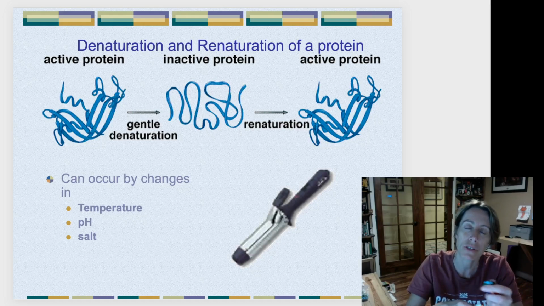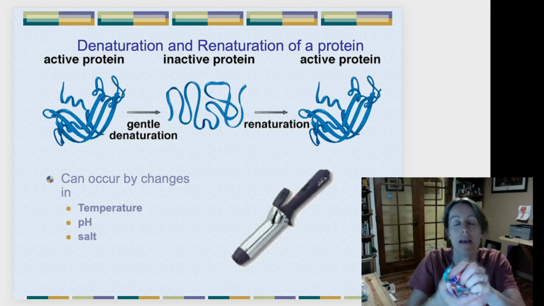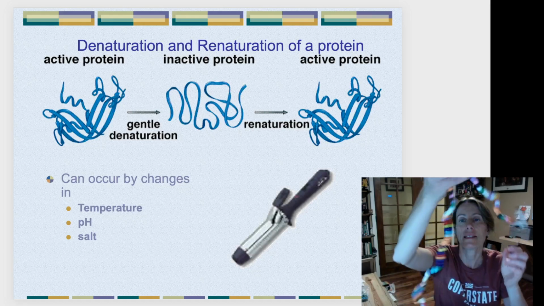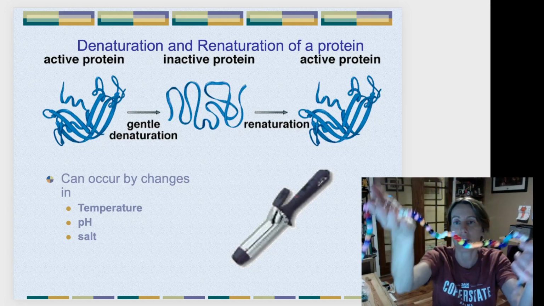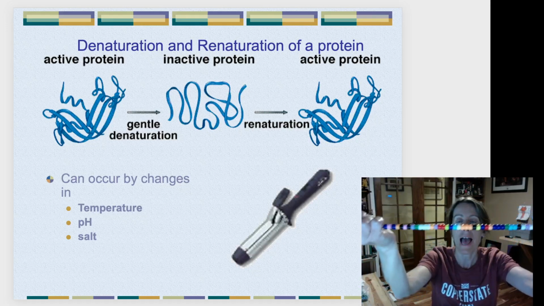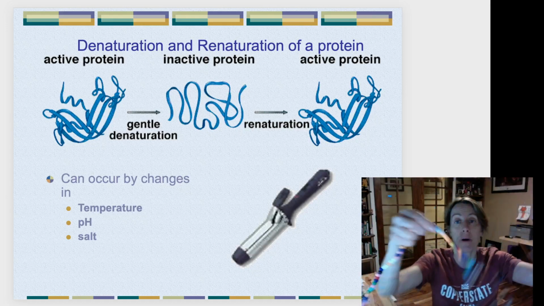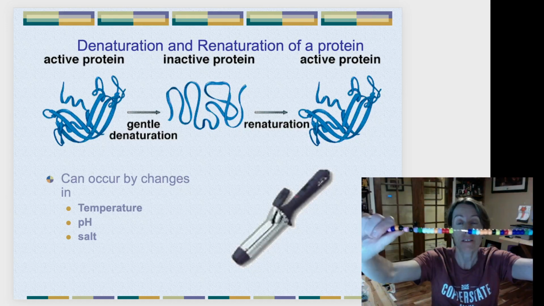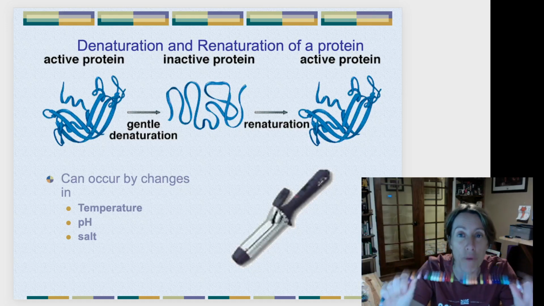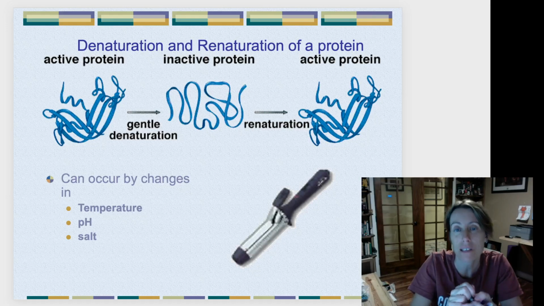I want you to make sure that you realize that this is not the same as breaking down the protein, because even though it's denatured, it's no longer the right shape, the chain is still here. Look, I can pull it and the bonds aren't broken. The peptide bonds in my chain are still here. So the protein has not broken down, but it has unfolded itself and it has lost its shape.